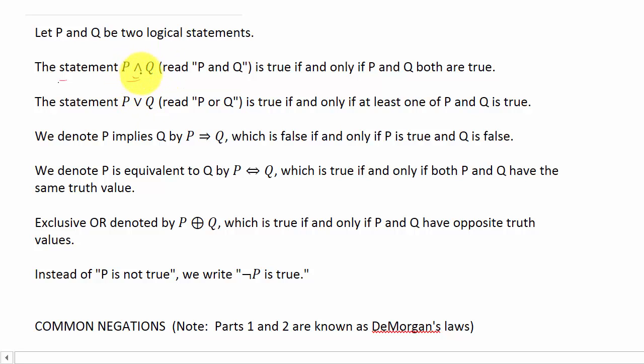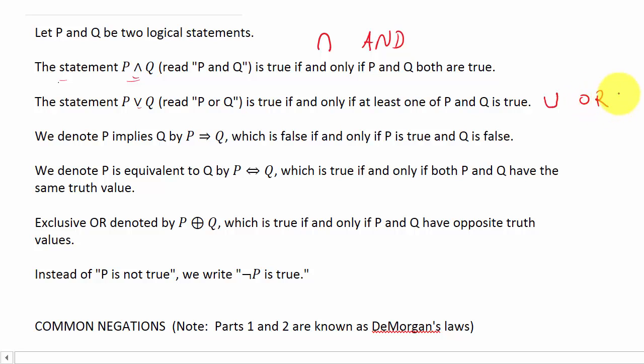And you see the symbol that we use here for and. Some other symbols would look like this, or we could just write out the word and. And then here the statement P or Q is true if and only if at least one of P and Q is true. So if just one of them is true, or if both of them are true, that makes the whole statement true. The only way it would be false is if both of them are false.